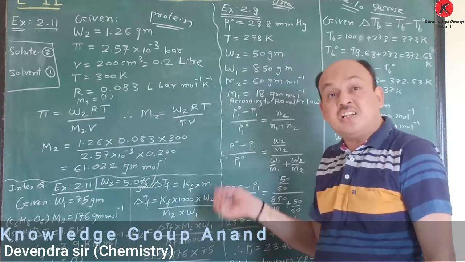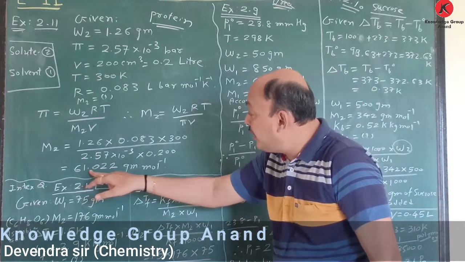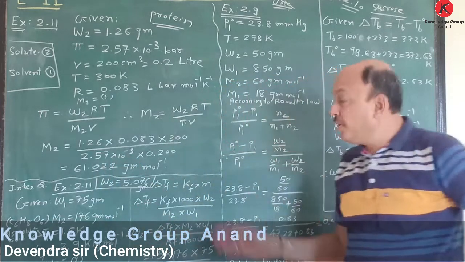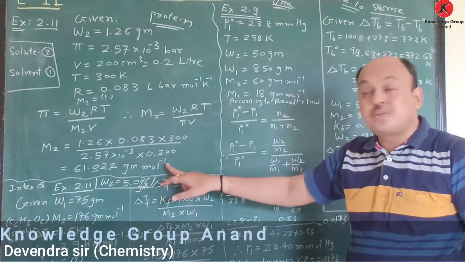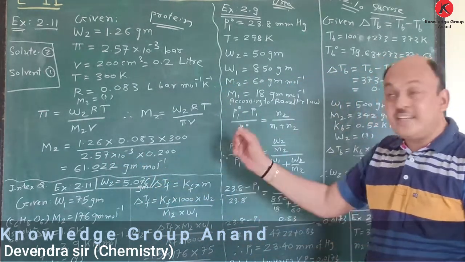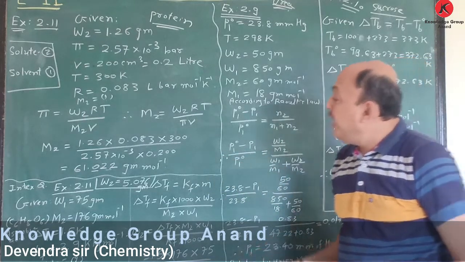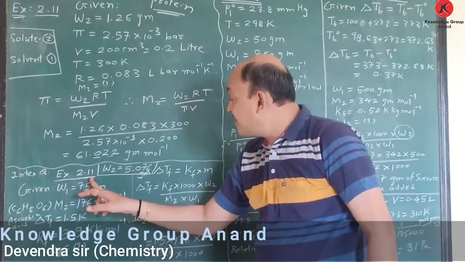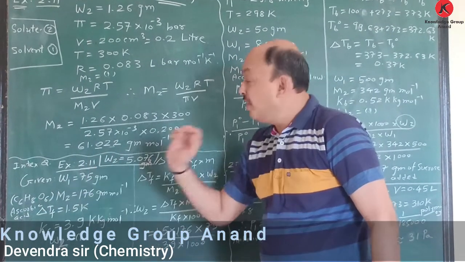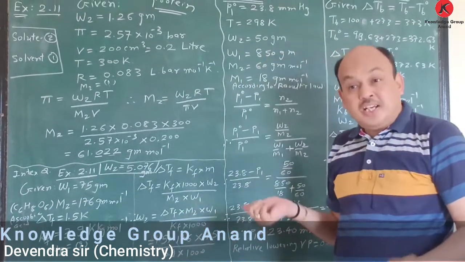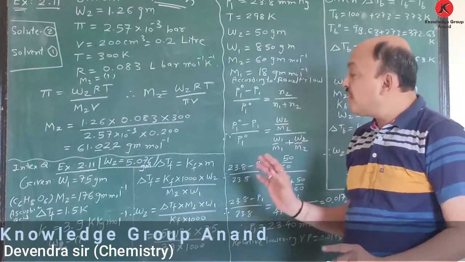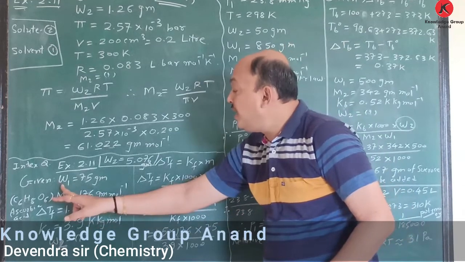Maybe there is a variation, but not in this particular decimal. Up to this decimal, no problem. Okay, so remember this one, 61.022 grams per mole is the correct answer. Now, in-text question, example number 2.11. Here, read the in-text question sentence very carefully, and just identify W1.